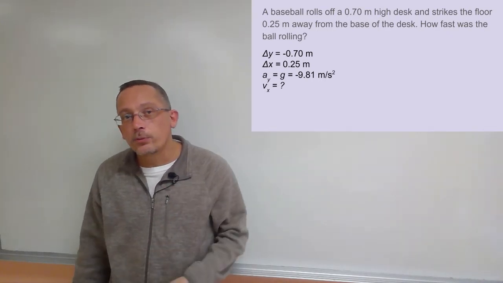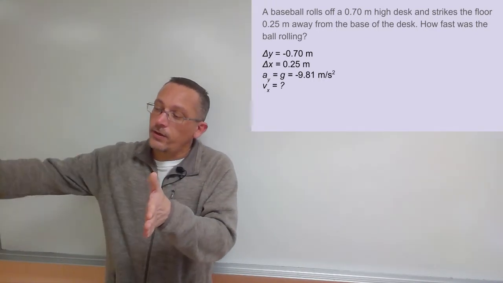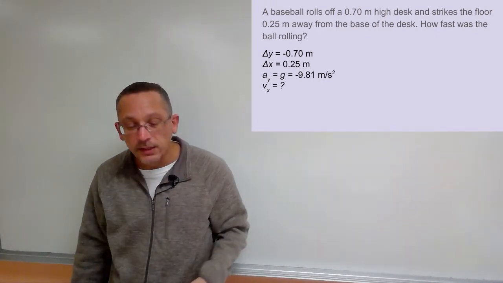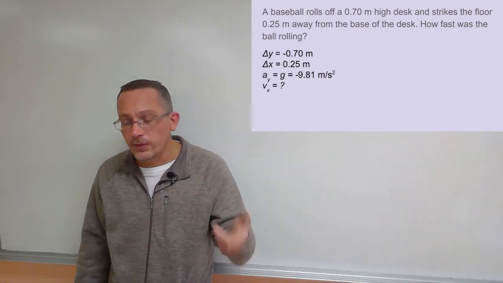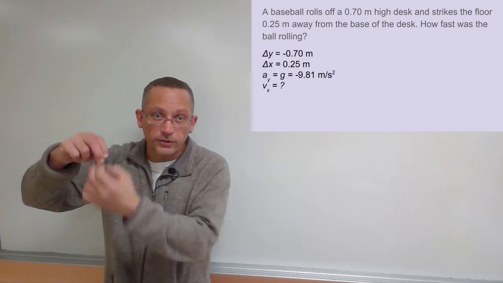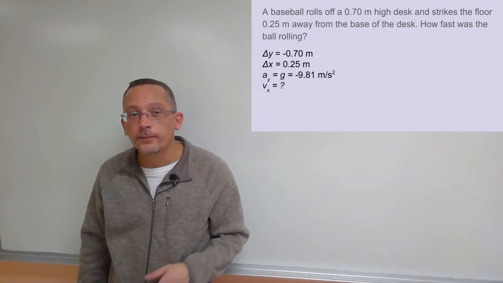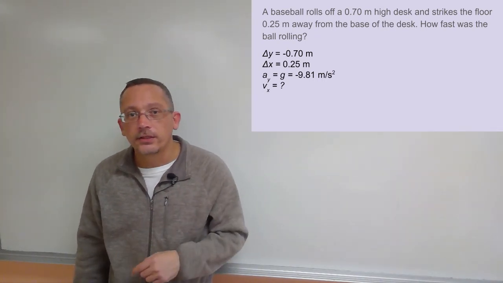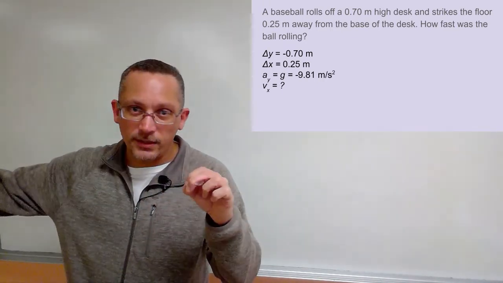That next number, 0.25 meters, this is the horizontal displacement because it lands this far from the base of the desk. That's the horizontal displacement. So delta x, 0.25 meters. And then I also know the acceleration in the vertical direction. That's g, negative 9.81 meters per second squared. And the question is asking me to find v sub x. So how fast was the ball rolling to begin with? That was its velocity in the x direction.